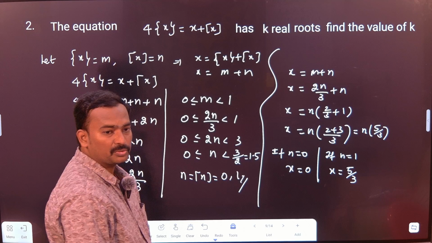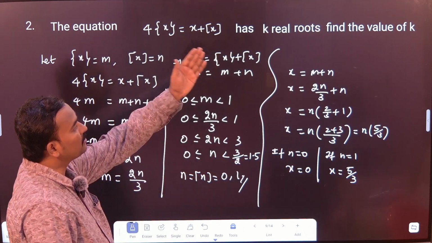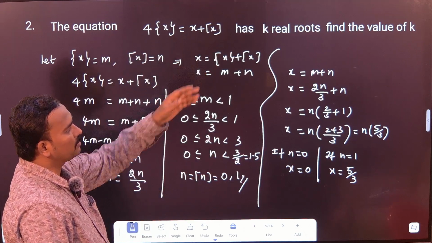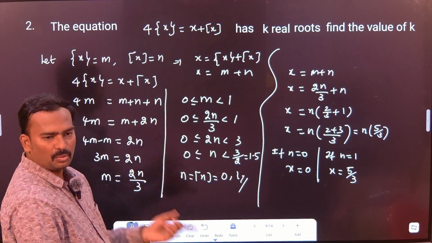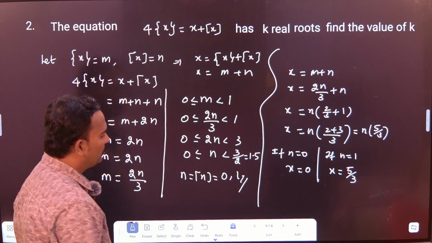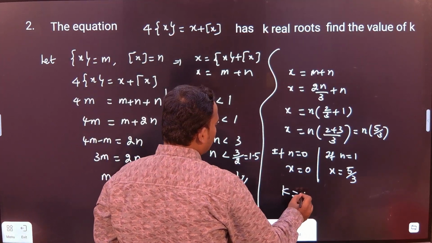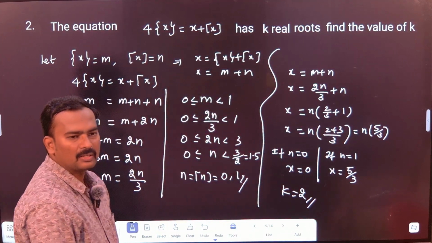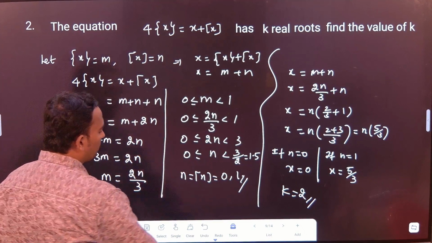So here also 2 solutions. Therefore, the k real roots is possible. The value of k here is 2. The number of roots is 2. So k here is 2. I hope everyone understands. Okay, let's go for the next question.